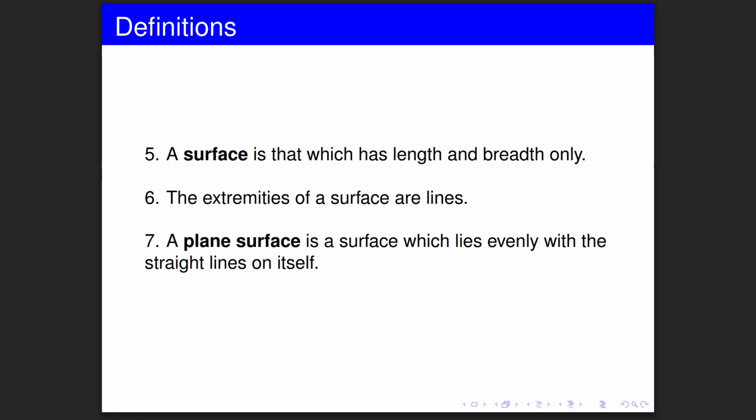A surface you can think of as the skin of a solid, or the outside, the part that you can see from outside of the solid. And then a plane surface is similar to a straight line. Planes can get pretty complicated, so we're not going to say too much about them here. A couple of things to note though.